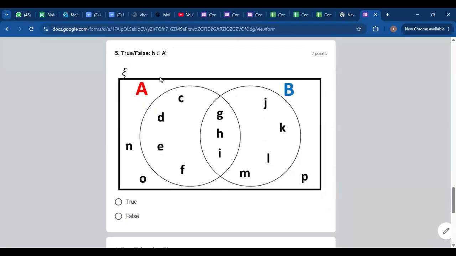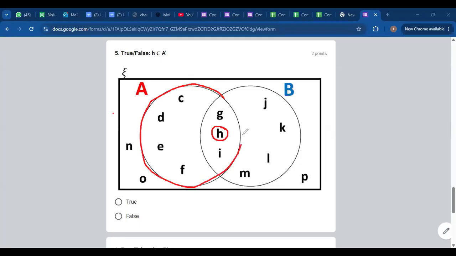That is H is an element of A complement. Is that true or false? False. Why is it false? Because it is an A. It is an A, and that's the problem.